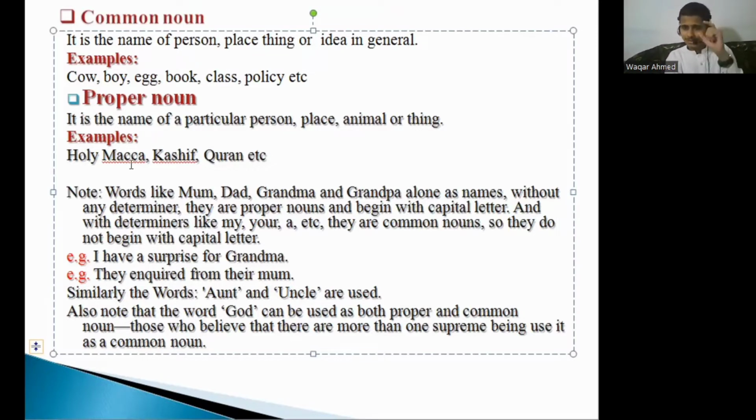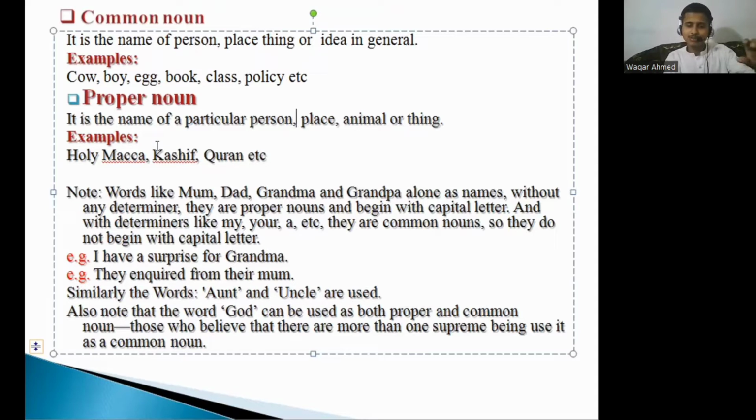Particular names given to particular people, things, or ideas, or places as well, for example, Holy Makkah. Holy Makkah is a particular place, right, which is visited by Muslims worldwide annually, especially to perform Hajj or Umrah pilgrimage. And Kashif is a particular name. It's a specified name given to a boy or a man, right? Although we can have more than one Kashif in the world, this is a specific name, right?